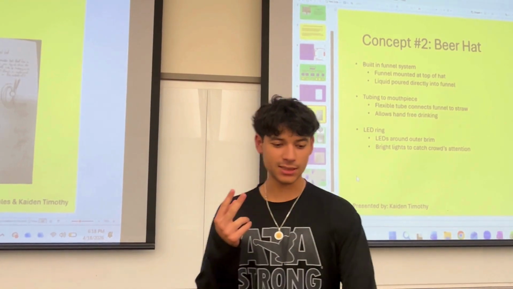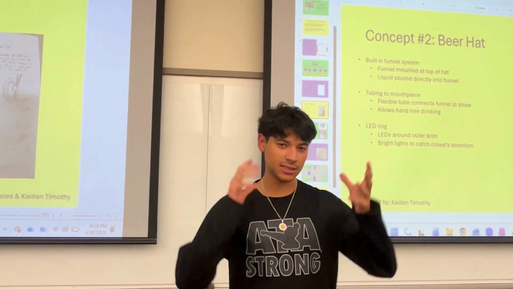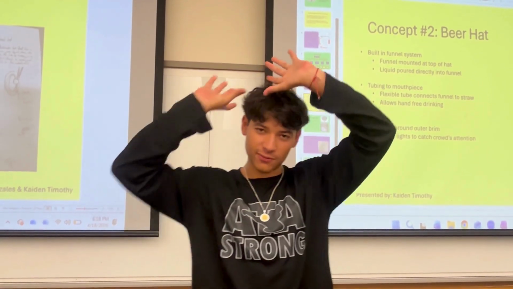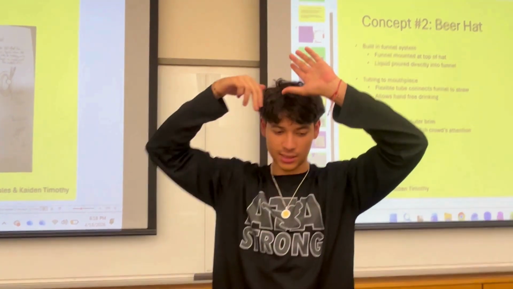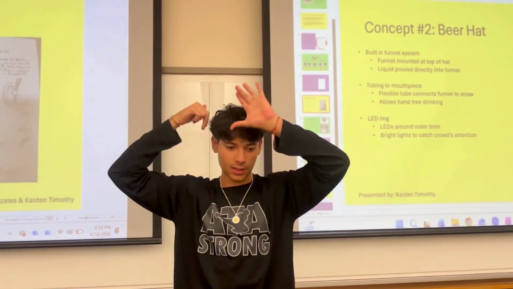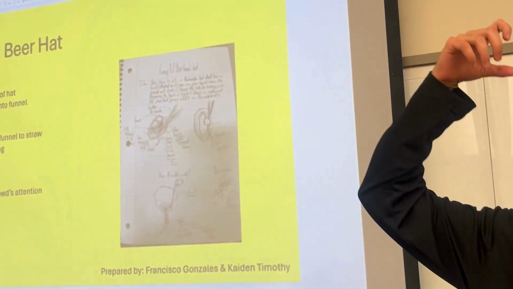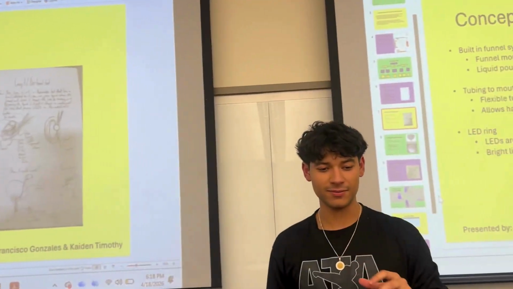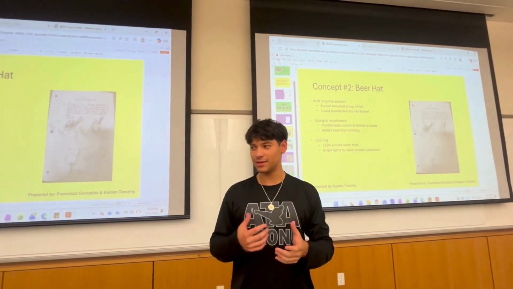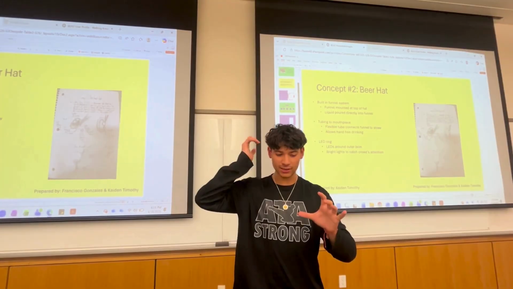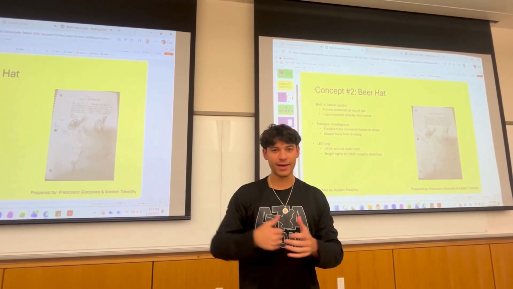Our second concept was the beer hat. Essentially, it would just be a hat with a funnel on top of it, which would have a tube going around the hat, leading to your mouth. You could pour the drink into the funnel, it would go around, and you would use your mouth to suck the drink out of it. That would power the LEDs around the outer brim of the hat.